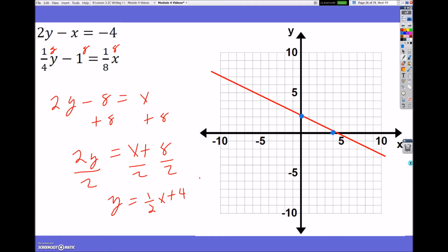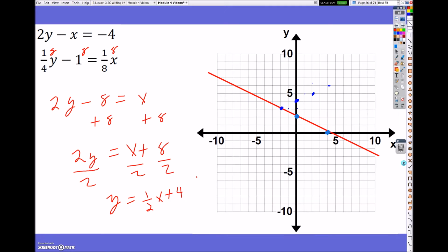So I'm going to go ahead now and graph these. I'm going to start at +4. And my slope is to go up 1 over 2. Up 1 over 2. I can also go down 1 over 2. And when I connect these lines, we can easily see where they intersect. They intersect right there on that dot.